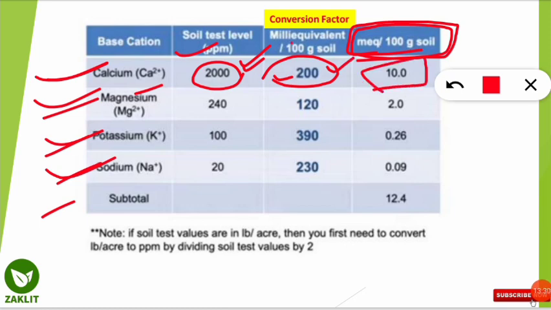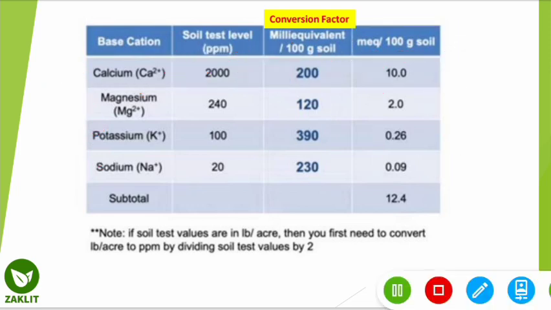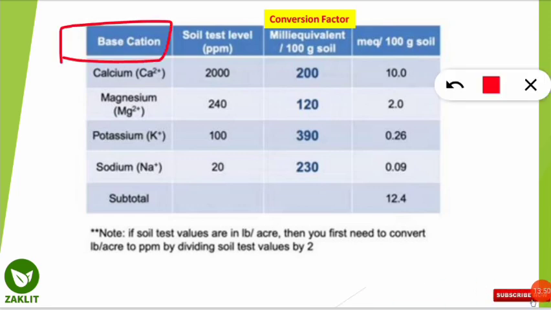So these are different things, this one and this one. This one is the conversion factor which you already calculated in the previous slide. This one is the value which we will get from the analysis of the soil testing in parts per million. Simply we will divide and we'll get the milli equivalent per 100 gram soil of the individual cation, here the base cations we are discussing.